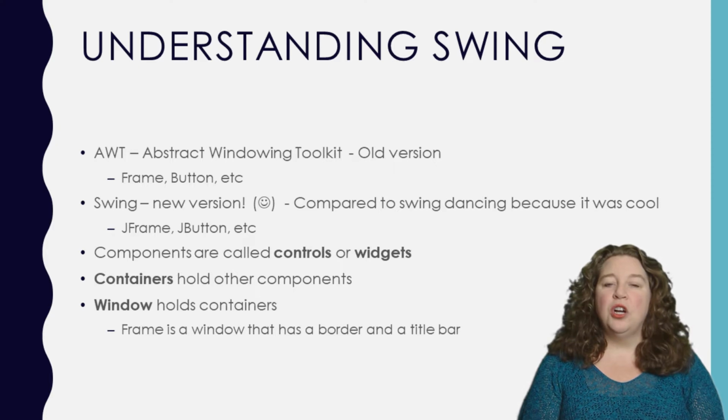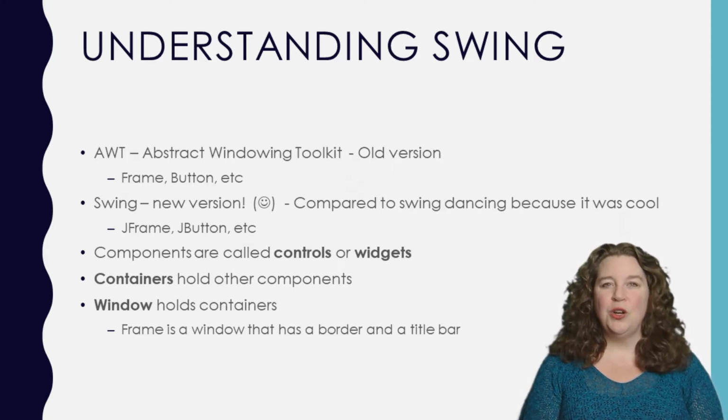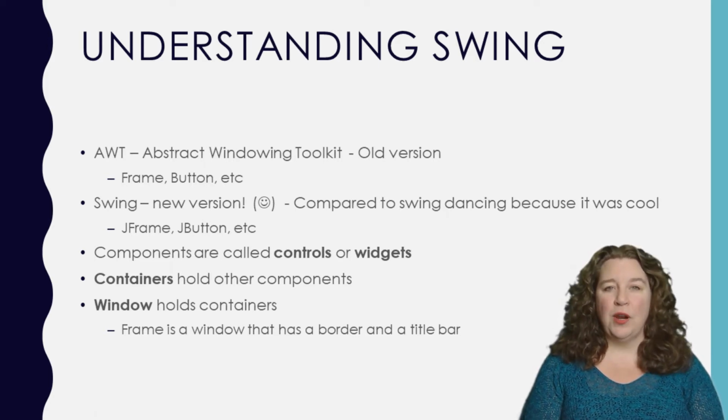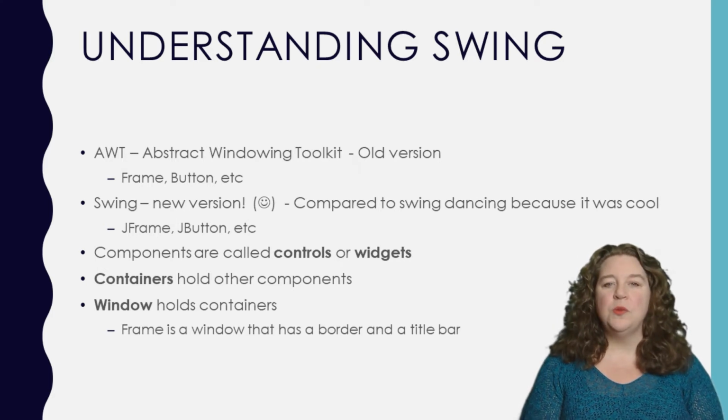Those components are called controls or widgets. We like to use the word widget a lot. So the controls that we're going to be using are the components, like the frames or the buttons, that we're going to be playing with. The thing to understand with the algorithms you're going to be writing to make these Swing components is that there are containers that hold other components. So a window holds containers, and a frame is a window that has just a border and a title bar, and it can contain other items inside of it.